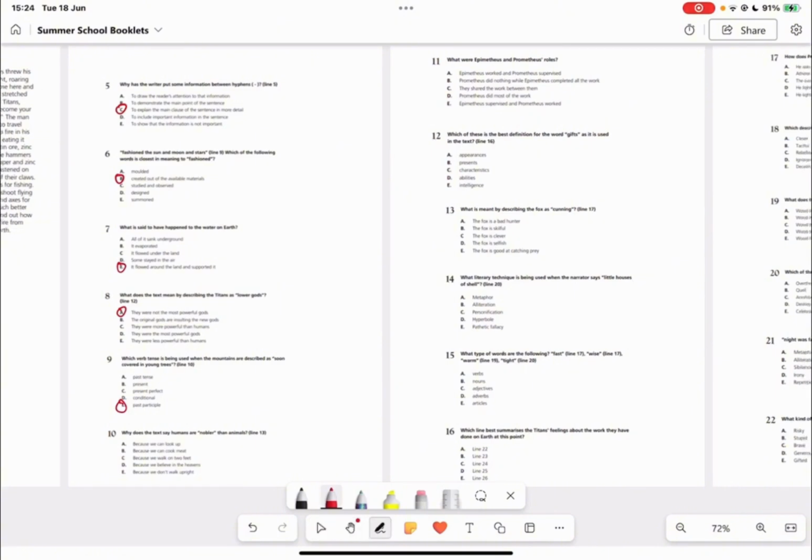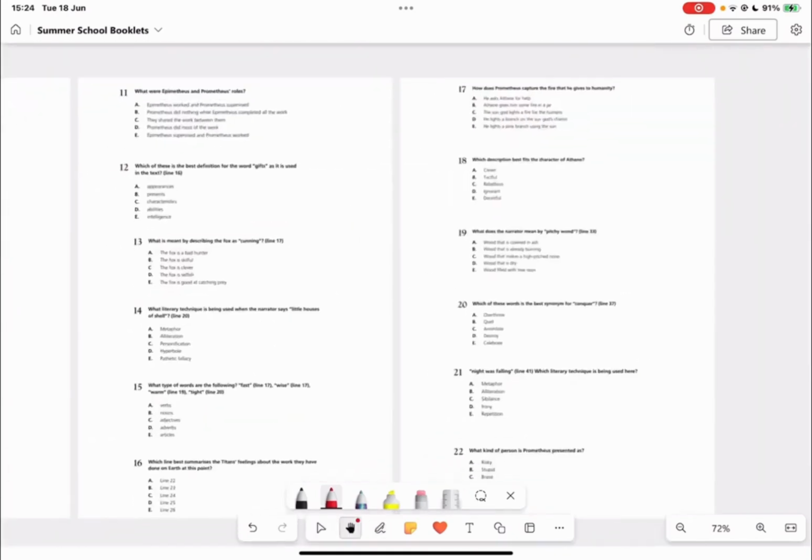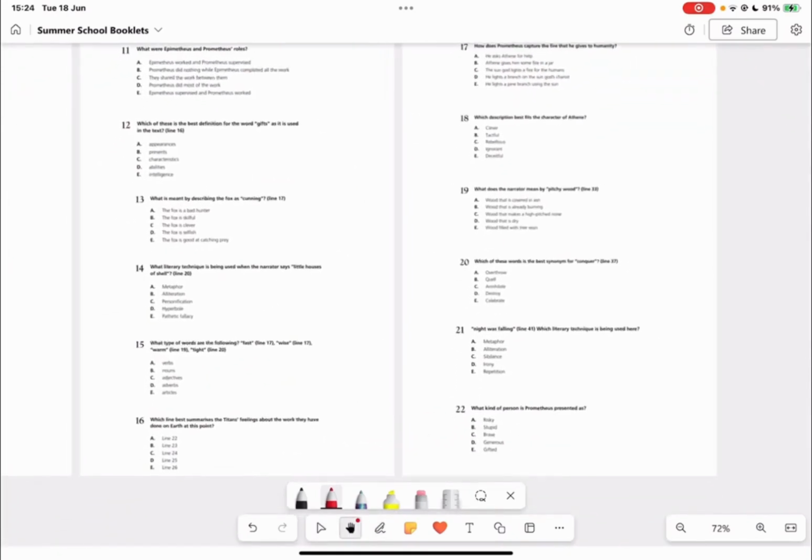So question 10, why does the text say humans are nobler than animals? It's because we walk on 2 feet. And this is often about looking at which other options it cannot be. So what were Epimetheus and Prometheus's roles? Well, Epimetheus worked and Prometheus supervised.